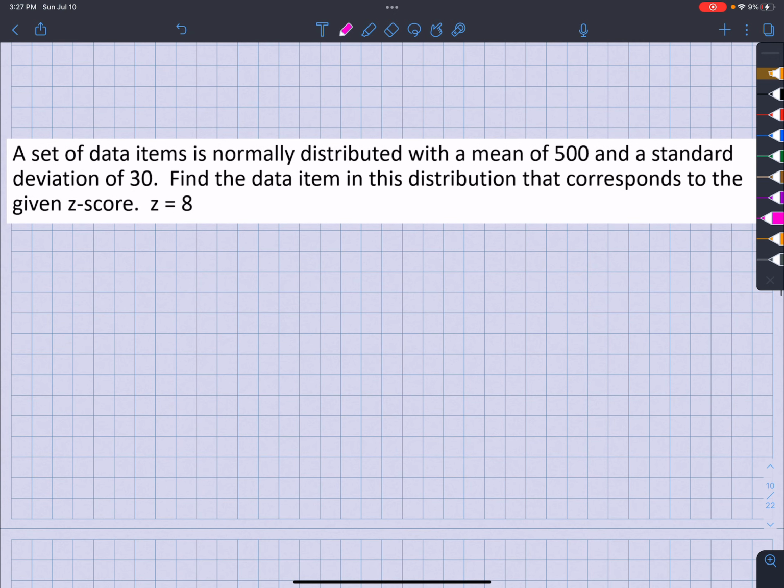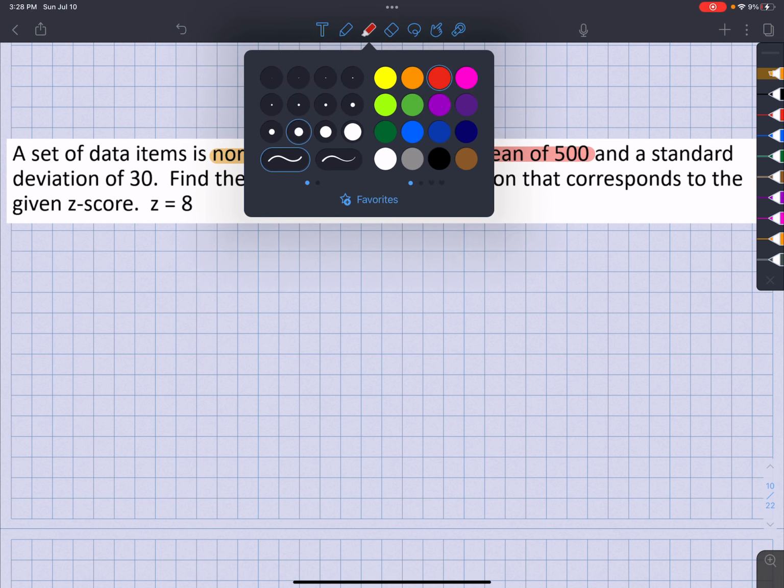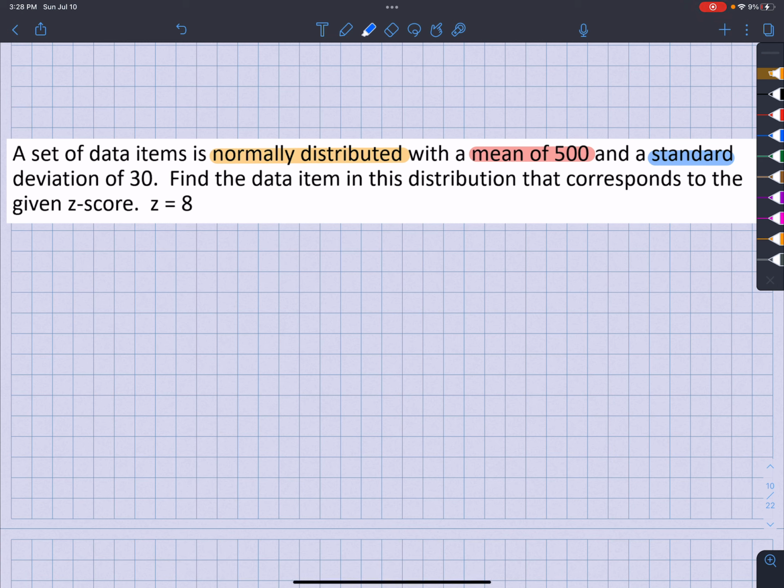A set of data is normally distributed. The mean is 500 and the standard deviation is 30. So x bar is 500, standard deviation 30. Find the data item in this distribution that corresponds to a z-score of z equals 8. What I'm really looking for is the data item.